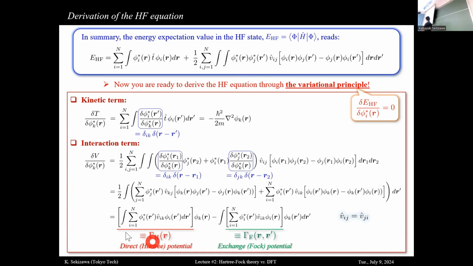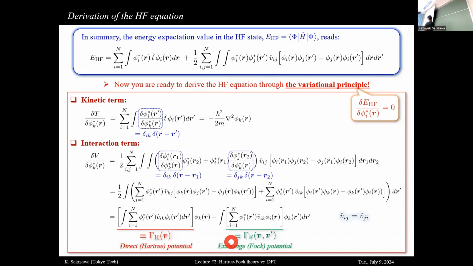So the first one is the so-called direct term, the direct Hartree potential. And the second one is the so-called exchange or Fock term. The difference is that for the direct term, you can perform the integral over the coordinate R prime within this parenthesis. So you can view this potential as a local one-body potential. Local means it depends only on the coordinate here.